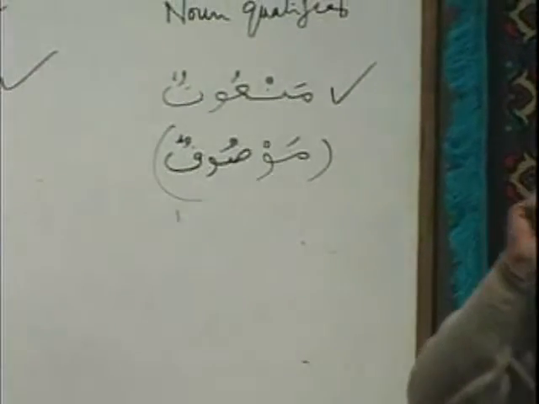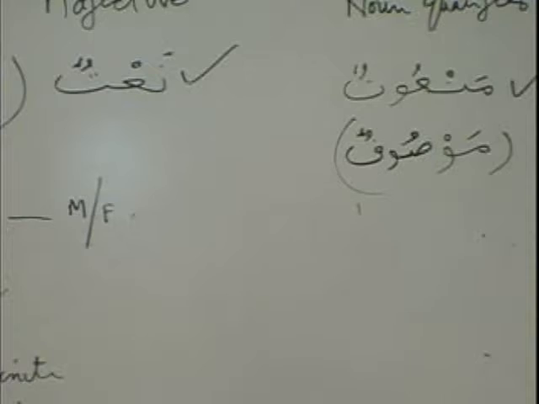Brother, adjectives are nouns in Arabic. They come in the category of nouns because they decline. Anything that declines is a noun in Arabic. You will observe why it is called a noun: because it declines. Only nouns, not verbs.